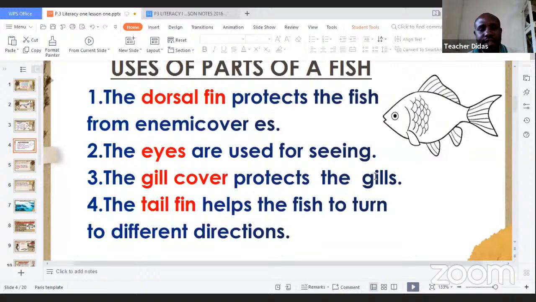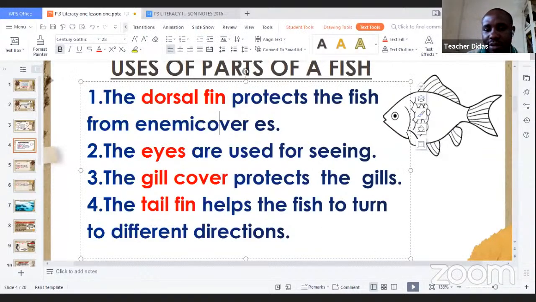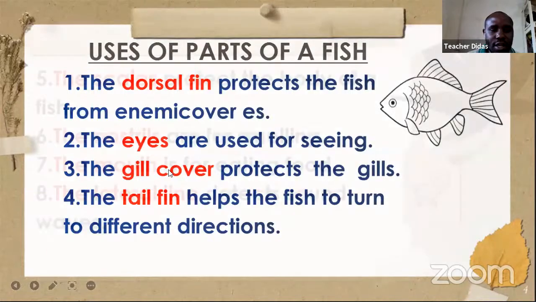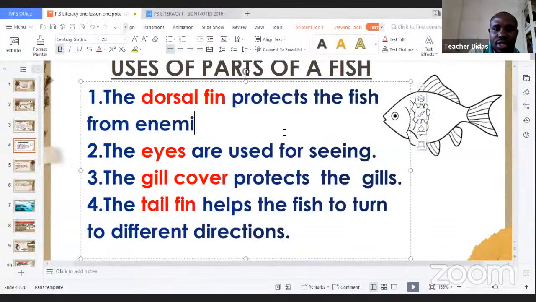Now, these are some of the uses of the parts of the fish, as I had earlier explained. I said the dorsal fin protects the fish from enemies. So when enemies of fish come, they are easily protected. The dorsal fin has got some hooks, I can call them thorns, which it uses to prick, and it hits you.